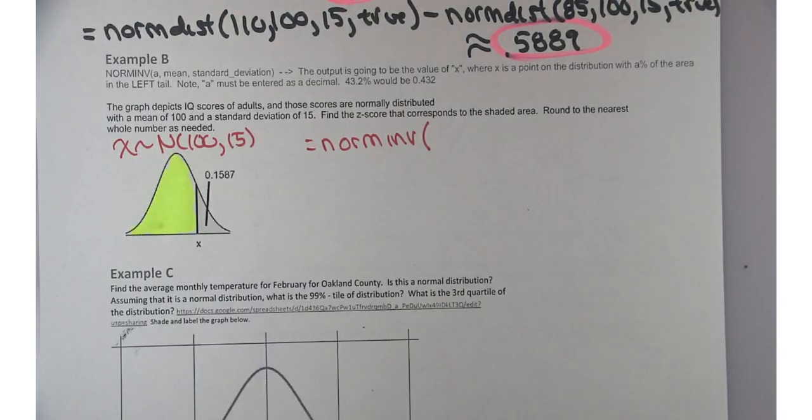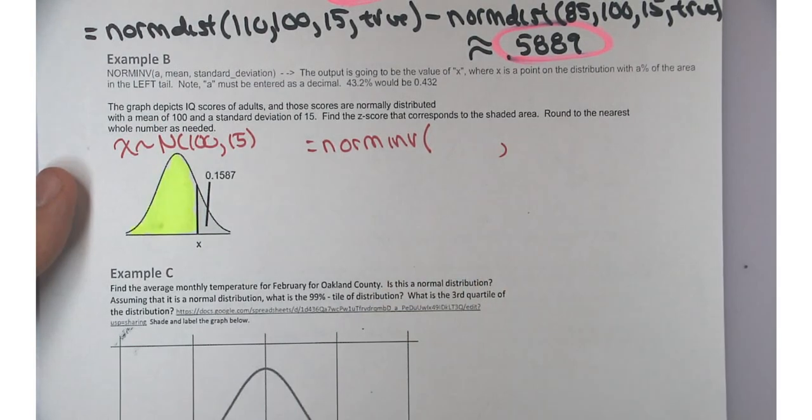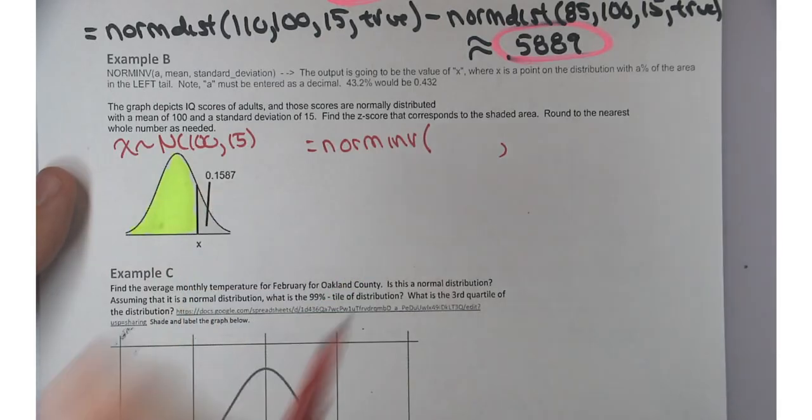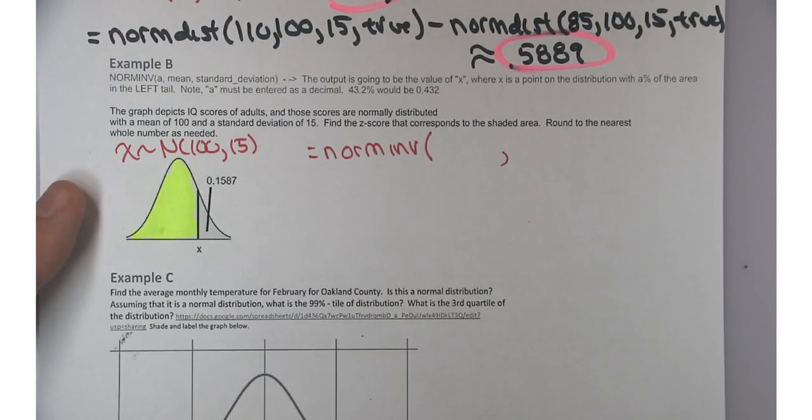Now here comes another question. What am I going to put in this norm inverse? Go ahead. I have no idea. Don't you have to subtract? 1 minus that number? Ah, well, let's think.